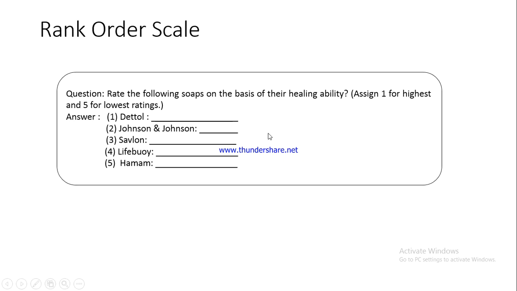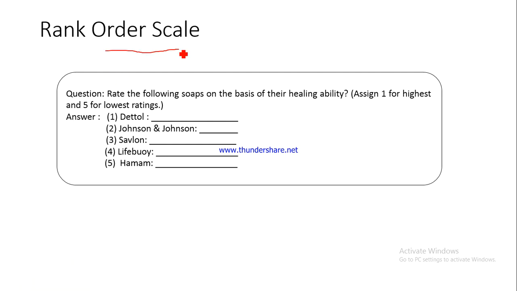Now what happens here? I hope you recall our example that we took up in the last session. We talked about this particular question that we were posing to our respondents. We were trying to find out what is their attitude towards our product, Dettol antiseptic liquid's healing ability. Now the same question is again being posed to the respondent here, but it has been posed in a slightly different fashion using a different scale, which is known as a rank order scale, right?